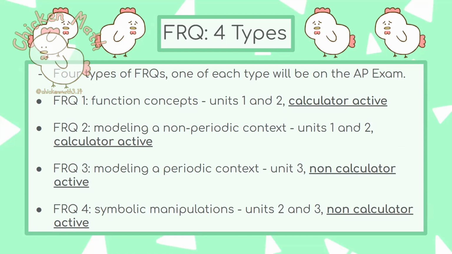Alright, so on the exam you will have 4 types of FRQs on the free response section. The first one will be testing function concepts, and it will pull material from Unit 1 and Unit 2. It will also be calculator active, as well as FRQ 2, which is about modeling in non-periodic contexts, and this will also pull material from Unit 1 and Unit 2. Now for the non-calculator FRQs, there is FRQ 3, which is about modeling a periodic context, and this is just Unit 3. And then FRQ 4 is symbolic manipulations, and this will be from Unit 2 and Unit 3.